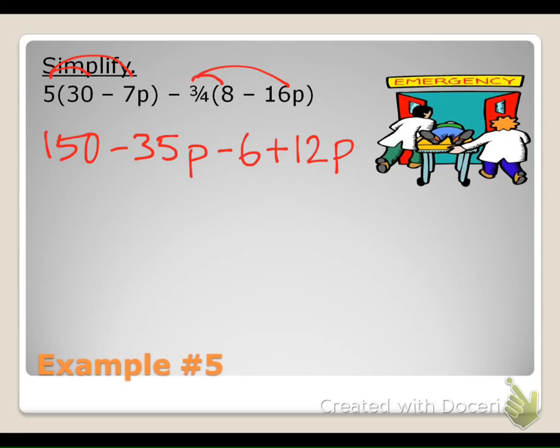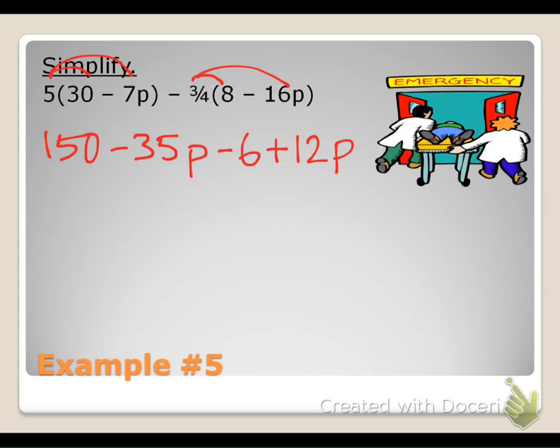Why didn't I do parentheses first? I thought order of operations says grouping symbols. Why didn't I do that? 30 minus 7p. Why can't you do 30 minus 7p? Because it has a variable. Good. One has a variable, one doesn't. That means they're not like terms. Very good use of the math language.